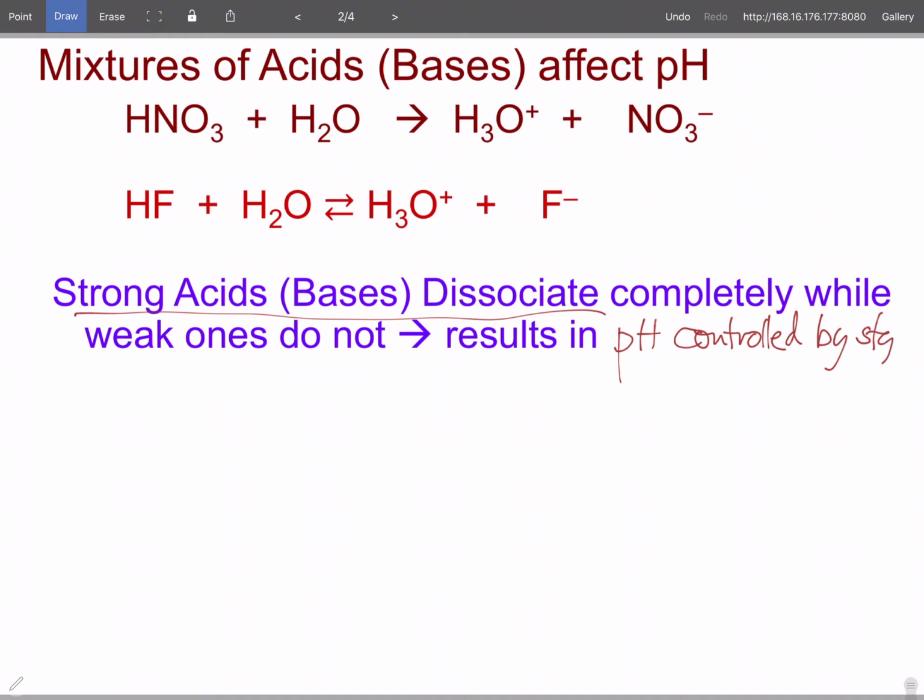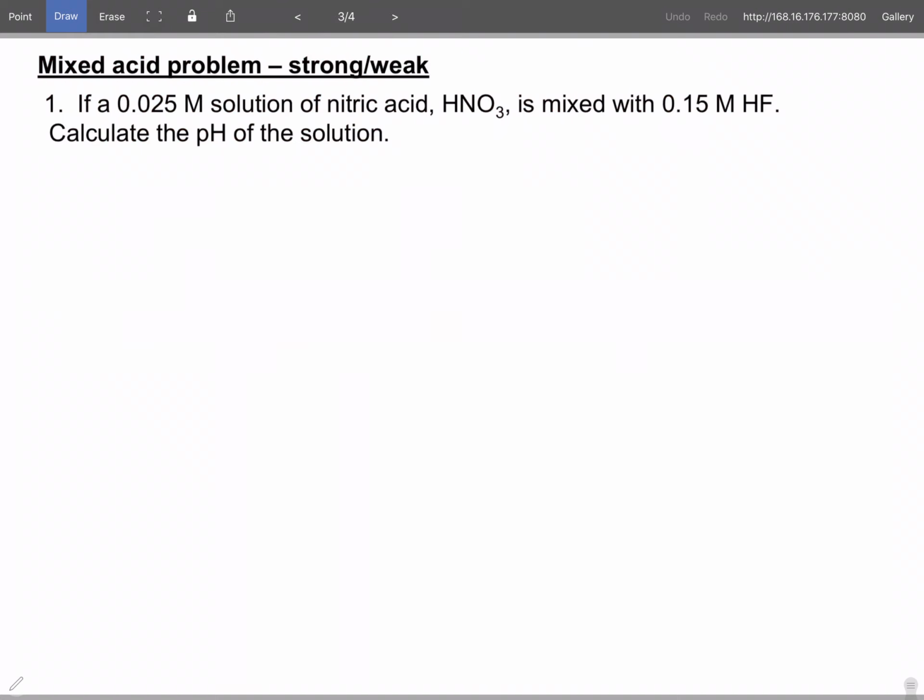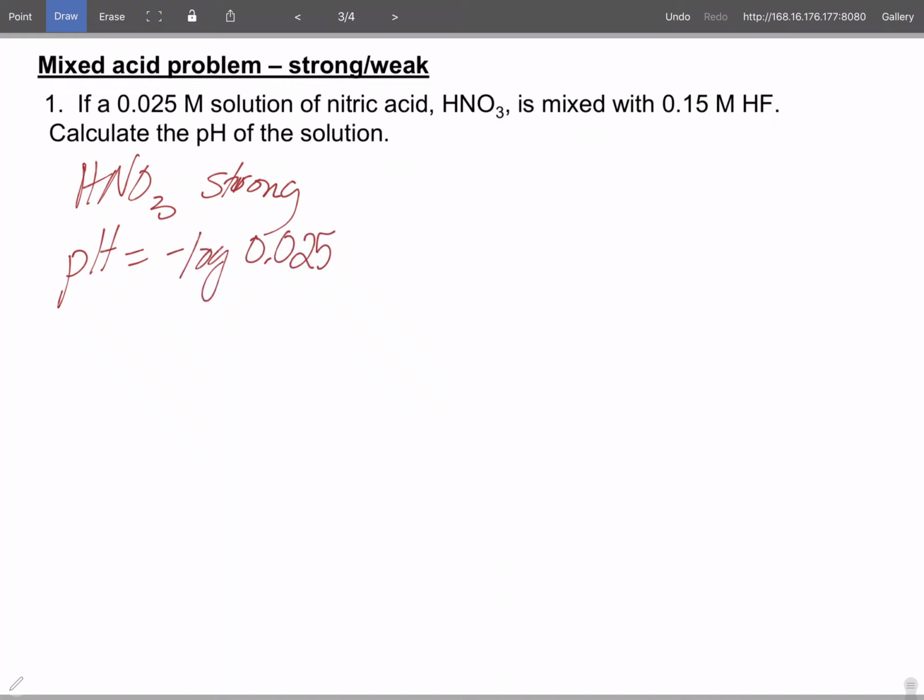And here's the thing: this is an equilibrium. So if you dump in a bunch of the strong acid here, you're automatically going to keep the weak acid from dissociating. Okay? So when we look at a problem, if we have 0.025 molar nitric acid mixed with 0.15 molar HF, calculate the pH of the solution. Well, nitric acid is a strong acid, so the pH is going to be the negative log of the concentration, which is 0.025 molar. So you're going to end up with a pH of 1.6.